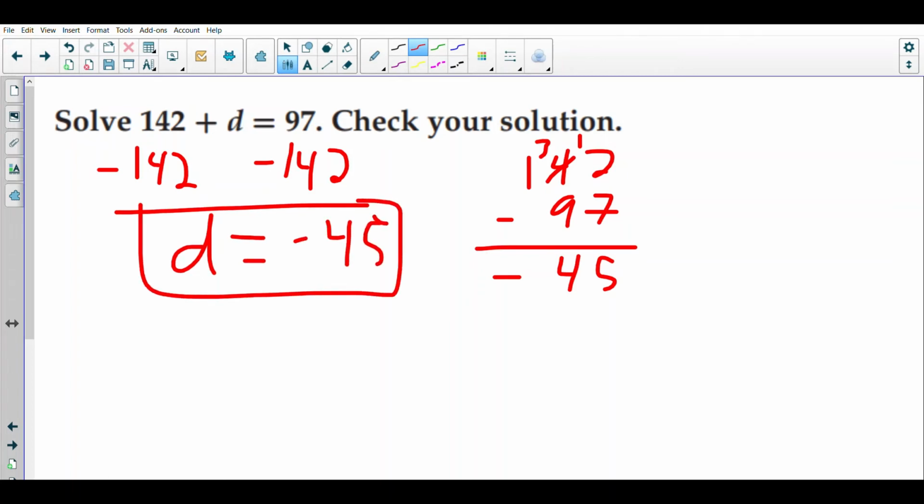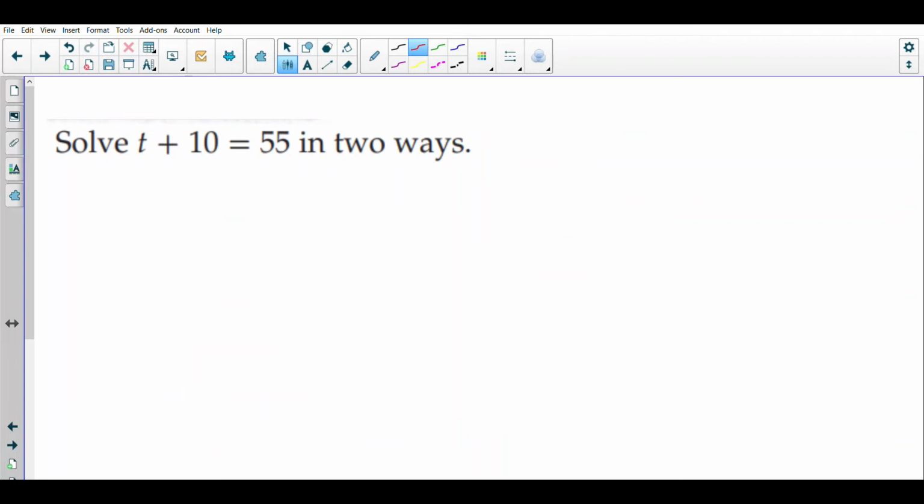Okay, and doing a check: 142 plus a negative, so it would be minus 45. Subtract, then we get a 3 here, carry the 1, we get 7, and 97 confirms our result. There we go. Let's keep going. So now, solve t plus 10 is equal to 55 in 2 different ways. What they mean is we can look at it 2 different ways. We can simply subtract 10 from both sides, which is 100% correct.